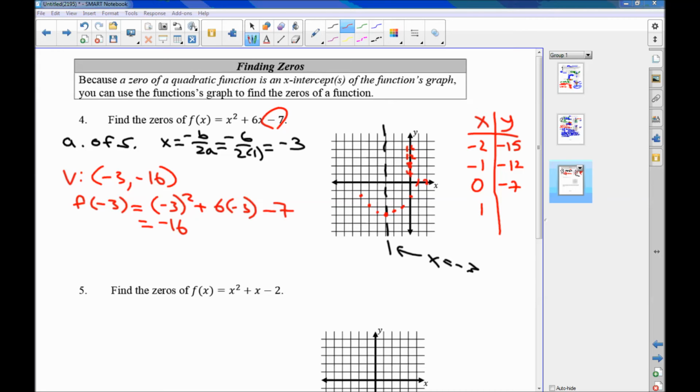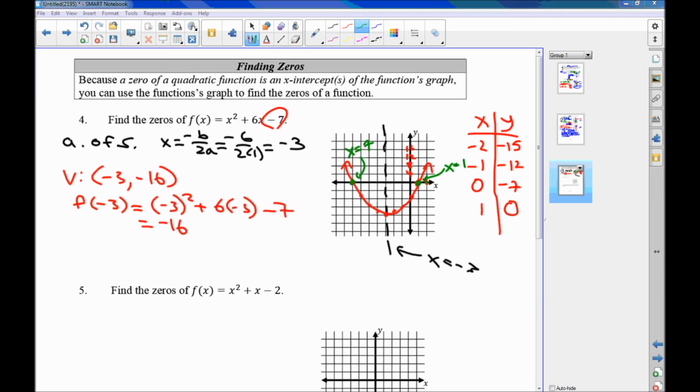At 1, we get 1 plus 6, which is 7, and 7 minus 7 is 0. So at 1, we finally find our x-intercept, so we move it over to that side. So here is our parabola. Okay. And the places that it crossed the x-axis were at 1 and at, well, what point is that? That's 1, 2, 3, 4, 5, 6, 7. At 7. Okay, so at 1 and 7.